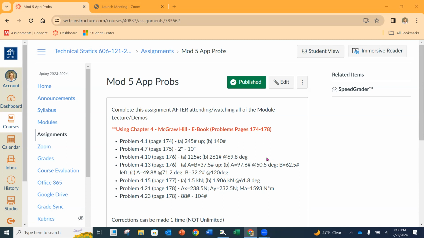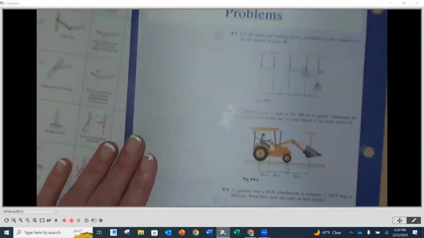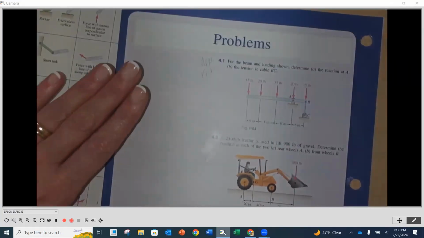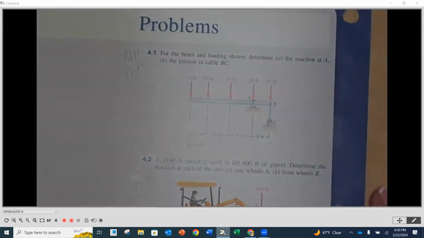So what I'm going to do is I'm going to grab these underneath my camera. And then we'll go through and make sure that you have a good understanding of how to get started on each one of these. So 4.1 is our first problem, and 4.1 is found on the top of page 174. Okay, 174. So what I want to do is take a little bit of time to make sure we've got good free body diagrams for each one of these.